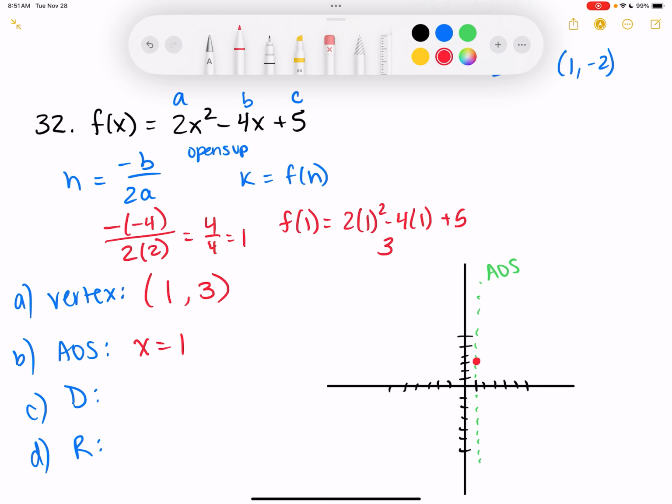So at 0, 5, I have a point, which also means 1 away on the other side. So at 2, 5, I also have a point. And I have another parabola.